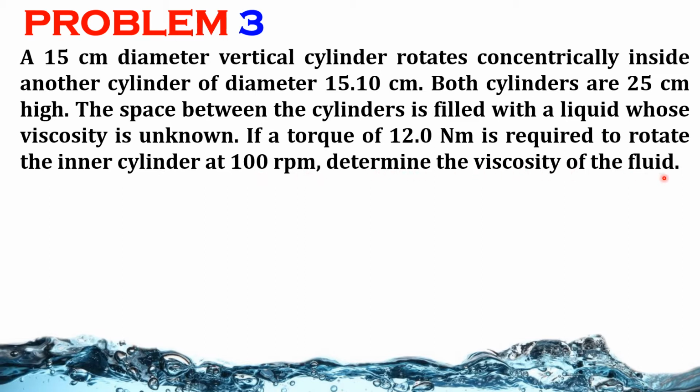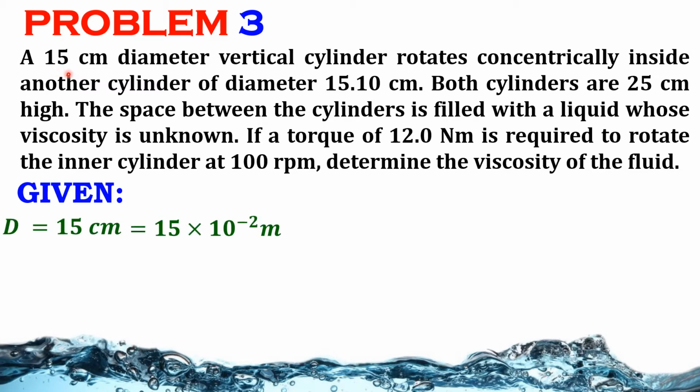of fluid. See, in this problem, they are given a torque value and they asked us to find the viscosity of the fluid. First, given. They are given the diameter of the shaft D as 15 centimeter. Therefore, D is equal to 15 into 10 to the power minus 2 meter. They are given the sleeve diameter ds as 15.10 into 10 to the power minus 2 meter.